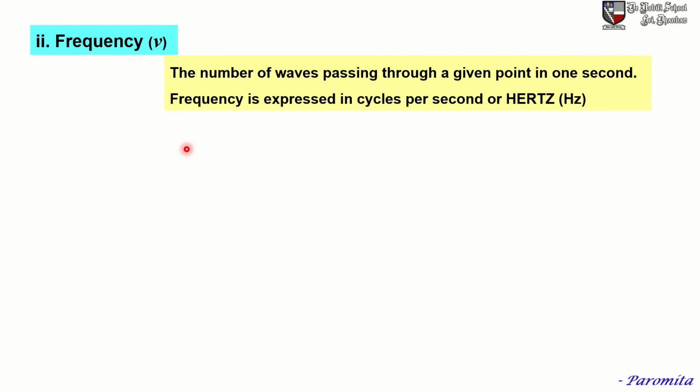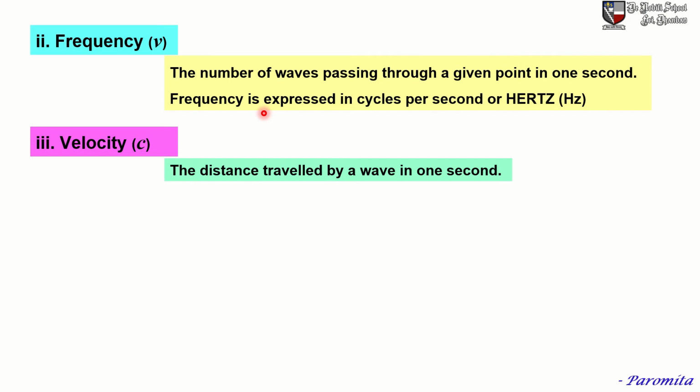Our second fundamental characteristic of a wave is the frequency. Now, what is frequency? Frequency is the number of waves passing through a given point in 1 second. And frequency is expressed in cycles per second or hertz. The third one is velocity. Velocity is the distance traveled by a wave in 1 second. Velocity is equal to the distance traveled in a wavelength divided by the time taken to travel one wavelength.